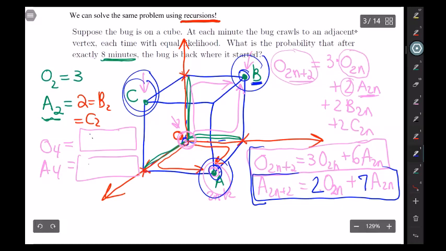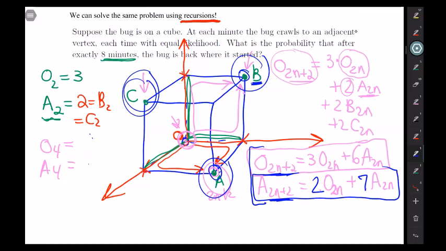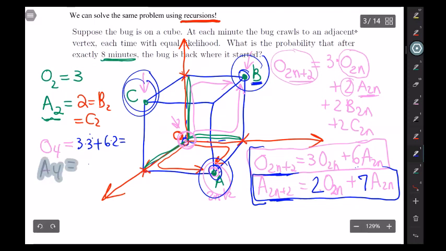So what do you guys get for O4 and A4? We can actually easily calculate them from these recursions, right? And then let's see if we can guess a form. So what is O4? Just plug in n equals 1. So it's just 3 O2, which is 3 times 3, that's a 9, plus, I'm just using the recursion, 6 times A2, which is 6 times 2. This is 9 plus 12, that's 21.